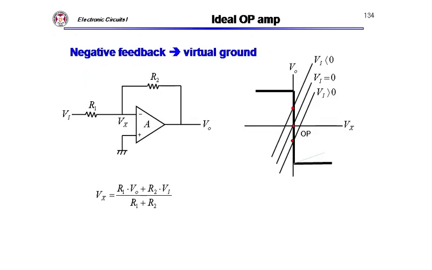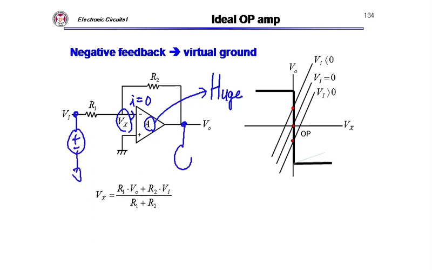So let's look at it more closely. In an op-amp the gain is very large, huge. A is huge. Here the input current is 0, right? So for this Vx, I have two voltage sources here, Vi to ground and Vo to ground, right? Then by using the linear superposition principle, I can calculate the Vx in terms of Vi and Vo, okay?